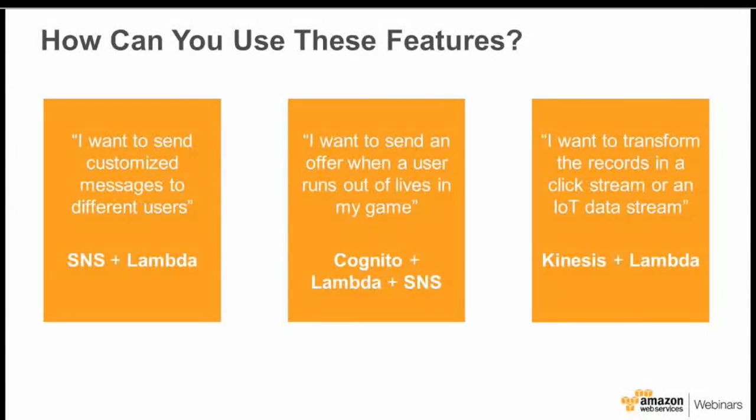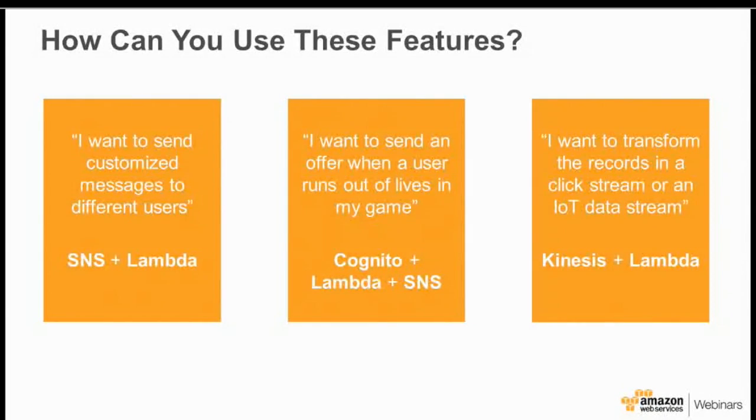You might want to send an offer to a user when they run out of lives in their game. Now with Cognito and Lambda, and using SNS as a messaging system for mobile endpoints, you can quickly snap together those three different systems and create a targeted notification mechanism that can use arbitrary logic to make that determination.